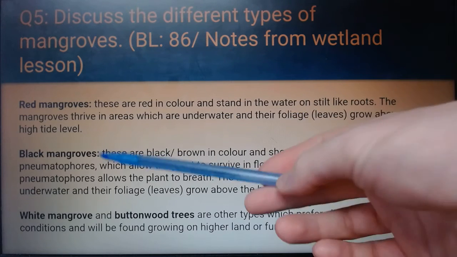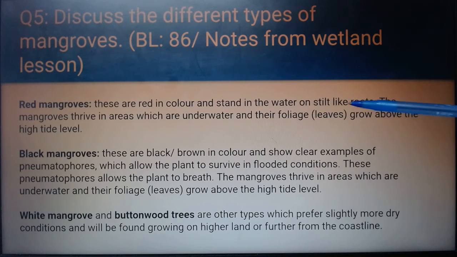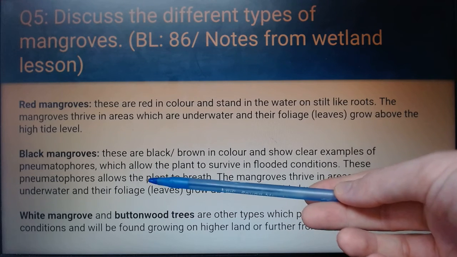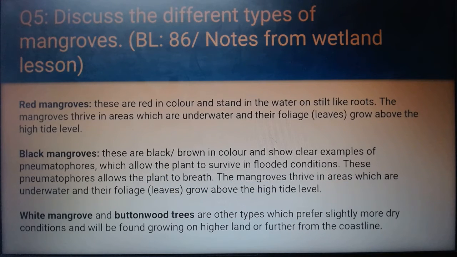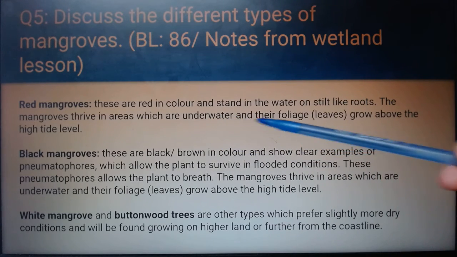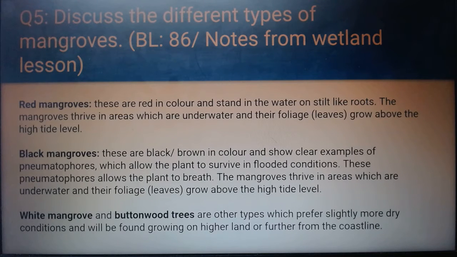These are red in colour, these are black-brown in colour. Then these stand in water on stilts, whereas these show clear examples of pneumatophores, which allow them to breathe. But there are also some similarities between red and black. The mangroves thrive in areas which are underwater, and their leaves grow above the high tide level, exactly the same as the black mangrove. So they have similarities and differences.